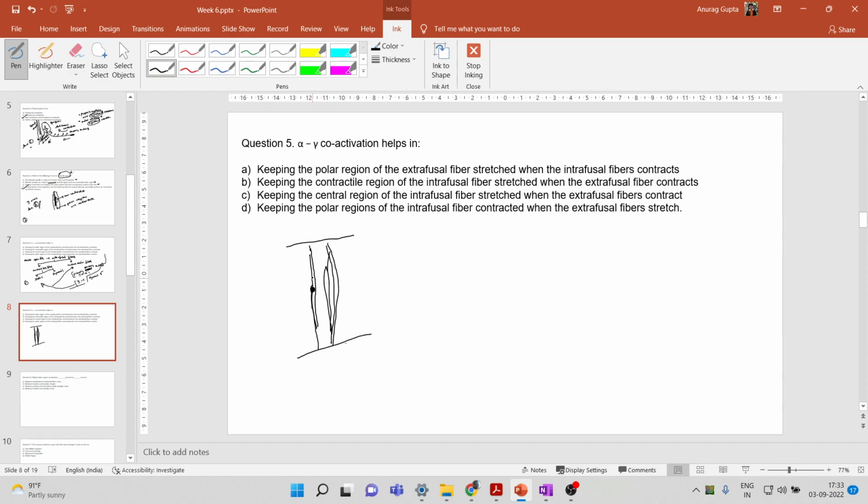Now let us say that this is at a resting length. Since this is at a resting length, this is the extrafusal fiber, and this is the intrafusal fiber.